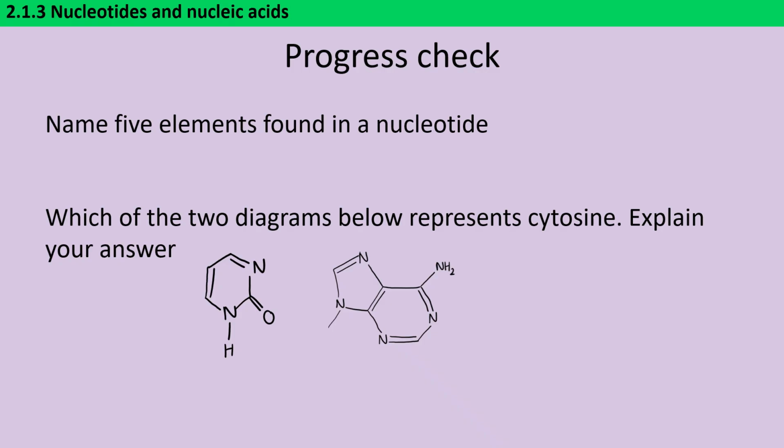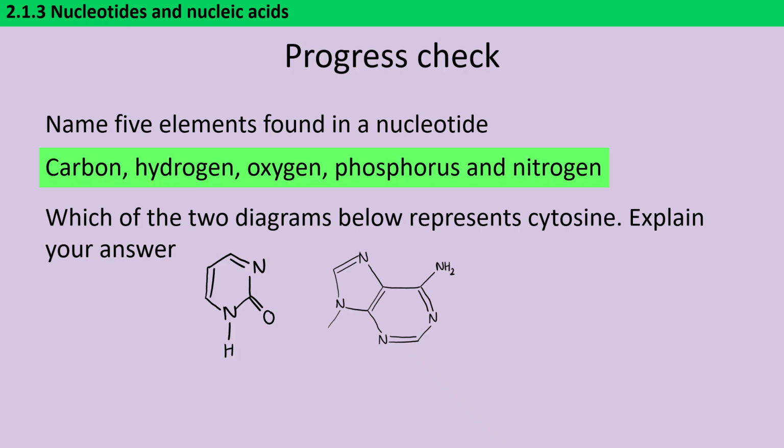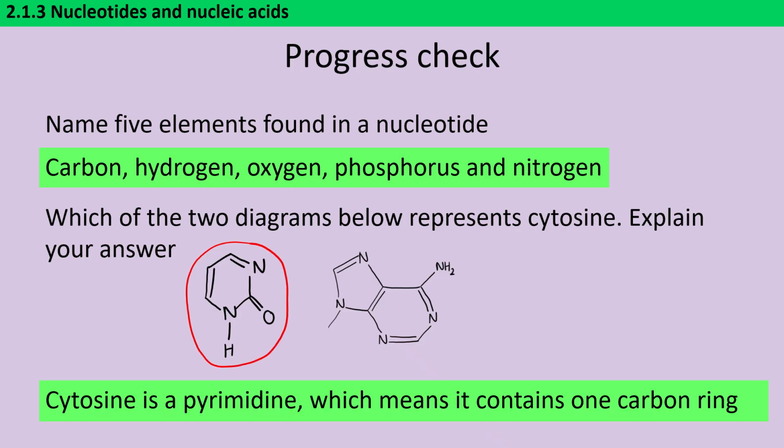Well, we know that a nucleotide contains a sugar. So to start with, we're going to have carbon, hydrogen and oxygen. And then you've also got your nitrogenous base, so you have nitrogen, and you have the phosphate group, so you have phosphorus. Out of these 2 diagrams, only one of them could possibly be cytosine, because we know that cytosine is a pyrimidine, and pyrimidines only have a single ring. So therefore, the diagram on the left must be cytosine.